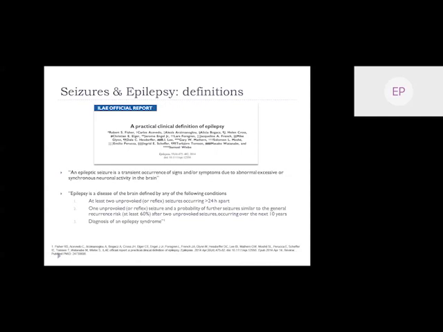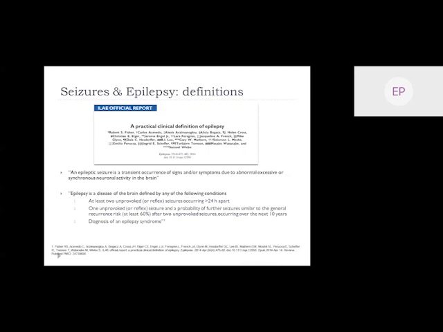Epilepsy is a disease of the brain defined by any of the following conditions. One is at least two unprovoked seizures occurring over 24 hours apart. That's really important, the 24-hour period, because sometimes we have patients who have two seizures within just a couple of hours, and we'll count that as one event. The second thing that can qualify for a diagnosis of epilepsy is if you have one unprovoked seizure and a probability of further seizures similar to the general recurrence risk of at least 60% after two unprovoked seizures occurring over the next 10 years.